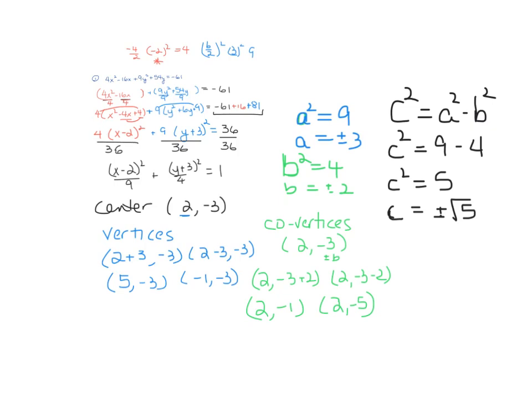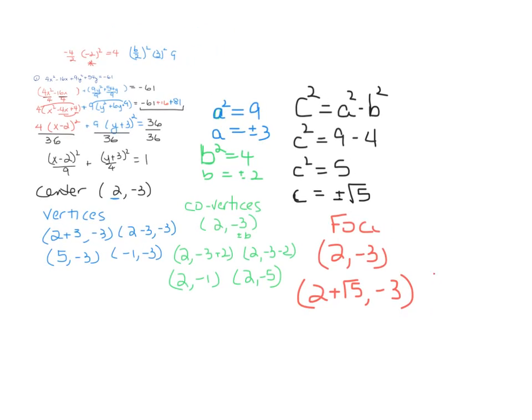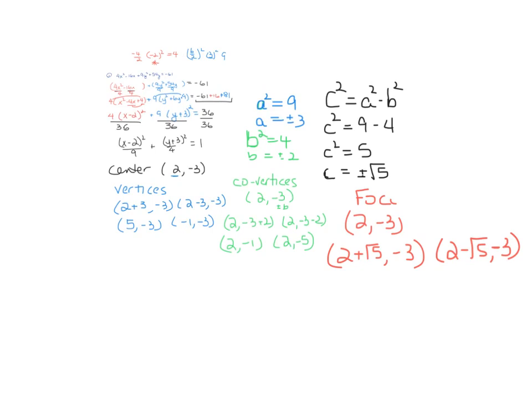All right, so now to find the foci, I use that c value I just calculated. And again, I'm still using the center point, and I'm adding and subtracting the c. And again, it's going to the x, the same thing that I did to create the vertices. So (2 plus the square root of 5, negative 3) and (2 minus the square root of 5, negative 3). Yes. However, you are going to have to graph it, so we're going to have to approximate.